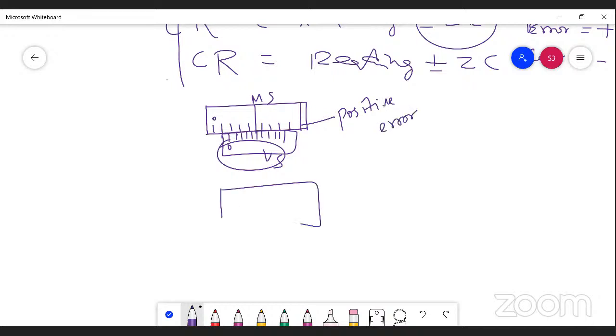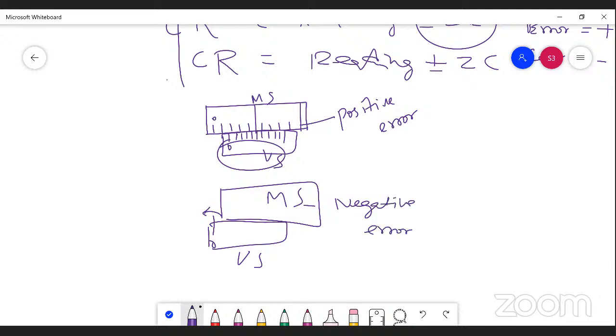And when the zero of the Vernier scale is on the left side of the main scale zero, this error is called negative error, the same phenomenon as in the screw gauge. The correct reading is equal to the reading plus or minus zero correction.